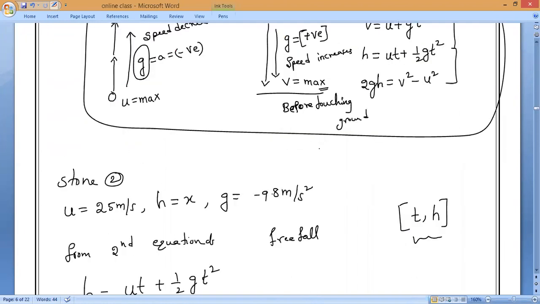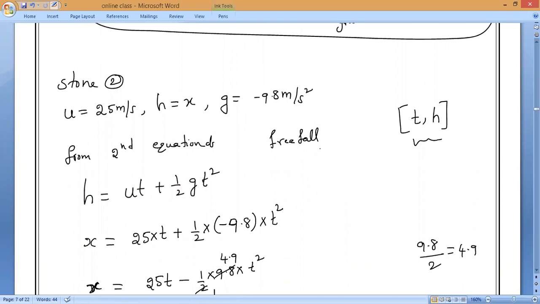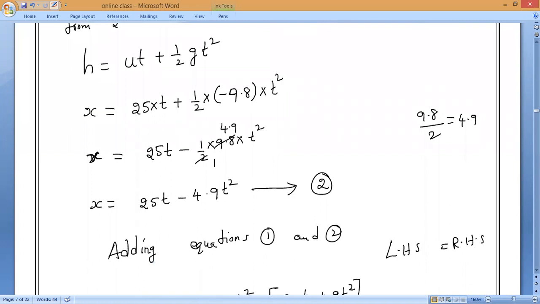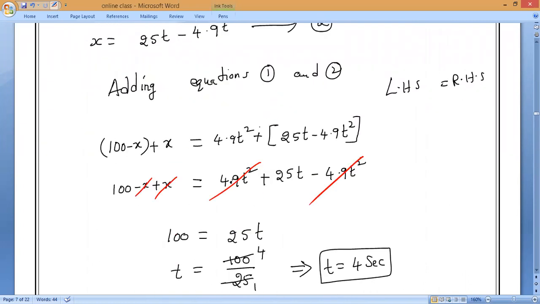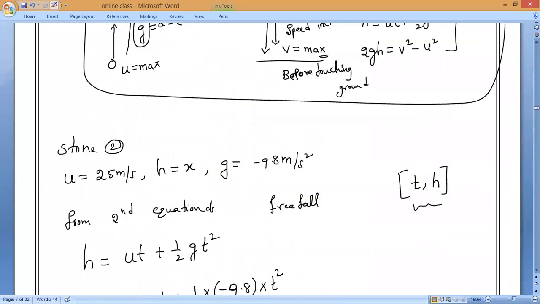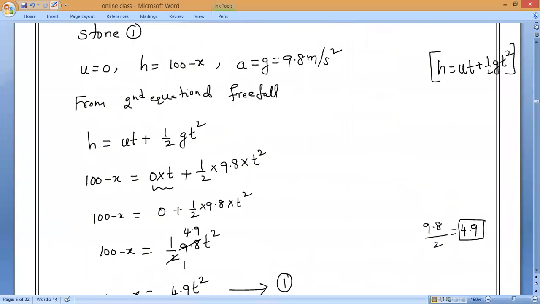Once it is completed, please let me know. After solving only, we'll go to the next question. Anywhere, any step you have doubt, ask me. Those who completed, solve by assuming body 1 is x and body 2 is 100 minus x. So this is stone 1 and stone 2.